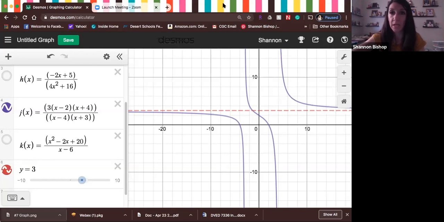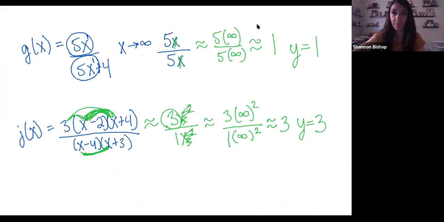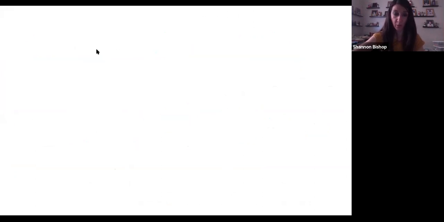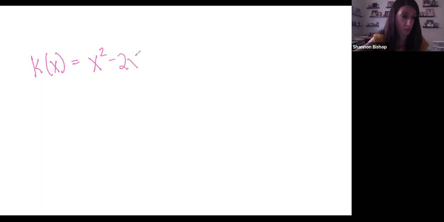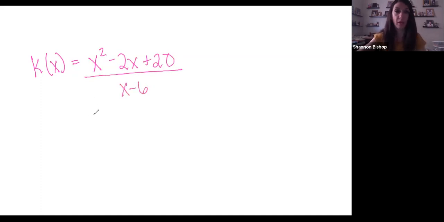And then last but not least, the last case is that last graph. Let me get my little whiteboard back. Here we go. So case number 3, the last one, is the only one we haven't done yet, and that is the K of x. So K of x is case 3, and K of x is x squared minus 2x plus 20, divided by x minus 6. Okay, and we are talking about as x gets bigger and bigger and bigger and bigger.